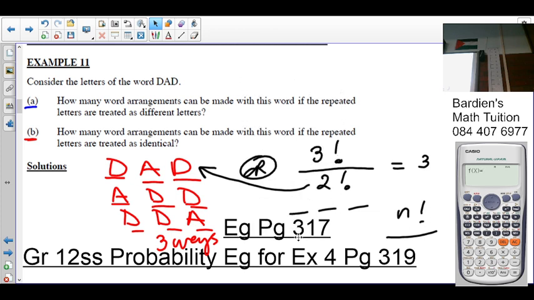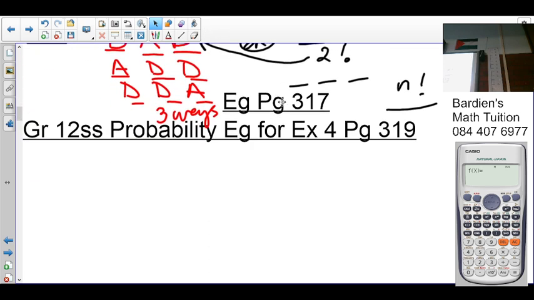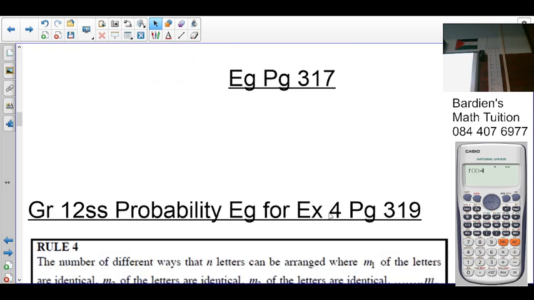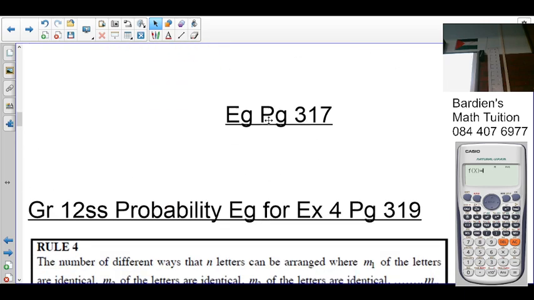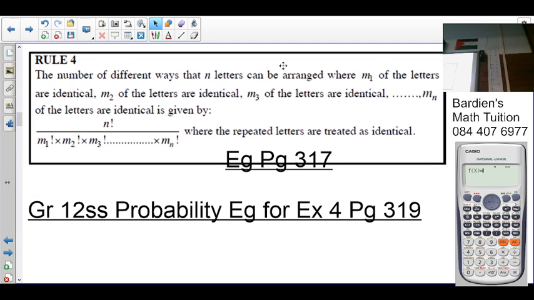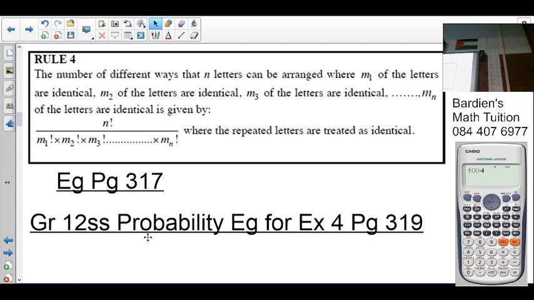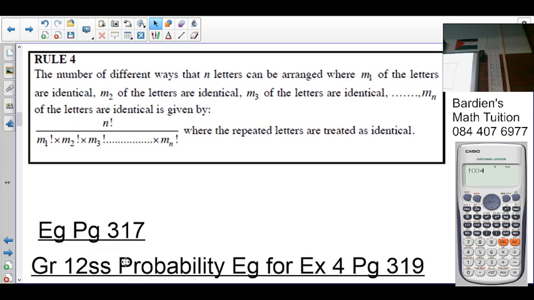Okay? You guys understand? Any confusion here? So let's go on to the next example. Here's the rule, this is rule 4. I need you guys to write this down. I'm going to pause the video at this point. I'll try and sort out the board as well.